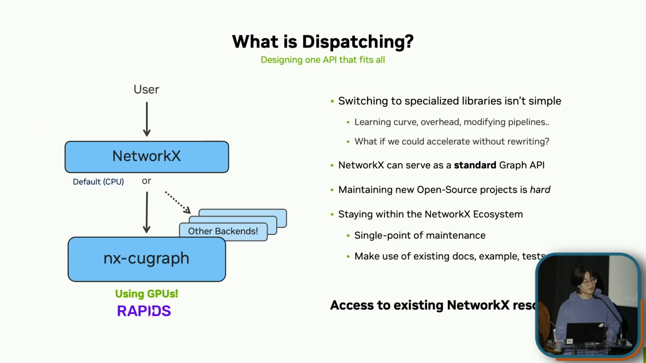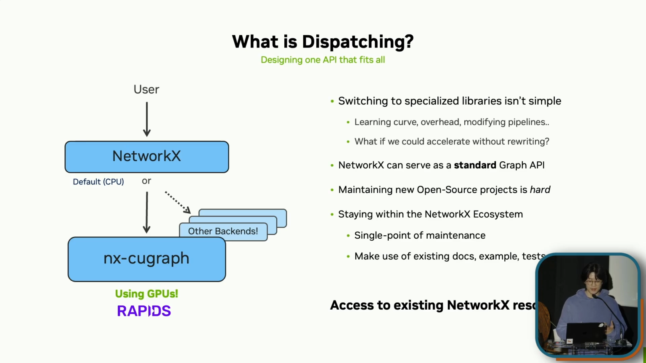And dispatching is a mechanism, but it's also a philosophy where we get the best of both worlds. It's like designing an API that fits all use cases. Previously, to get faster on larger graphs, users had to look to switching to other libraries. That also means there's always a learning curve. You have to change all of your code. You have to change all of your data pipelines. And this is a lot of overhead for a user who just wants to do the same thing on bigger data.